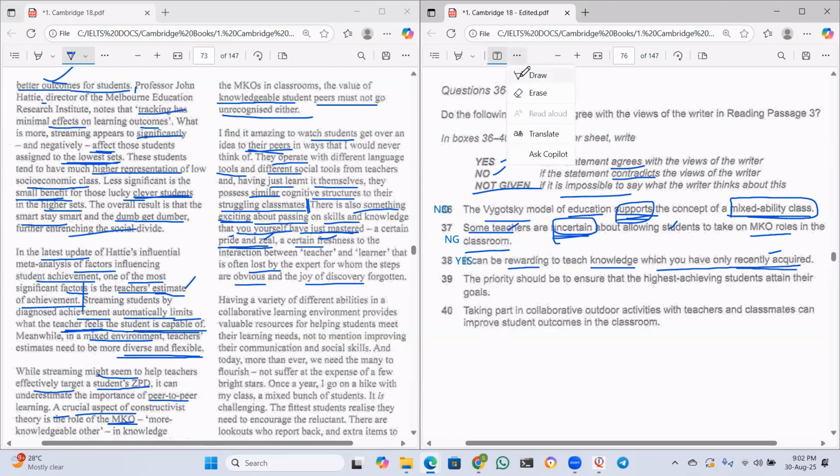And next one. The priority should be to ensure that highest achieving students attain their goals. So what is the keyword here, guys? The keywords are priority, highest achieving students, and attaining their goals. That is the keyword. Okay, let's read now.